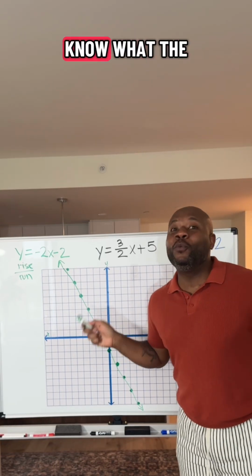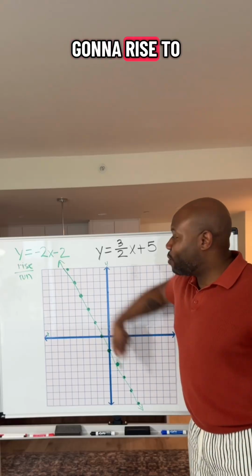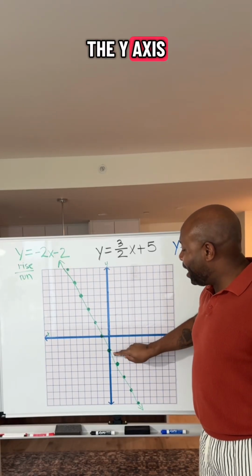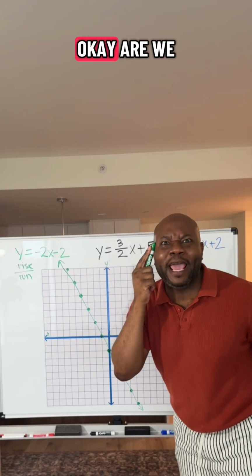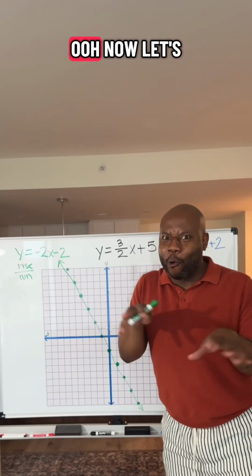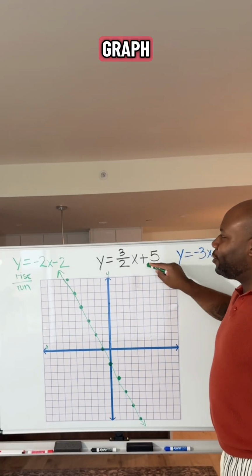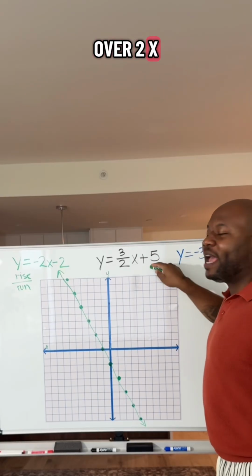Now, we automatically knew what the graph was gonna look like. We knew it was gonna rise to the left, and we knew it was gonna hit the y-intercept of 2 just by looking at the equation. We were able to make predictions, okay? Are we psychic? Now, let's graph y equals 3 over 2x plus 5.